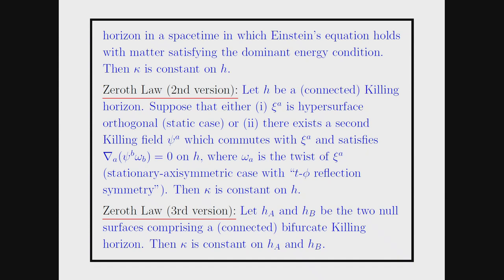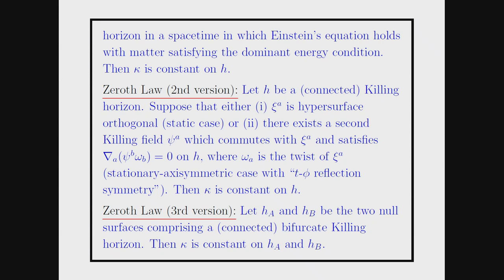There are a couple of other versions of this law that actually don't use Einstein's equation but make other assumptions. If you have a Killing horizon where either the Killing field is hypersurface orthogonal, the static case, or, in four dimensions, you have a second Killing field, axisymmetry, that commutes with the original one, and you have a reflection isometry with respect to the two Killing fields, then you can show the surface gravity has to be constant. That's a little more complicated, but it doesn't use Einstein's equation.